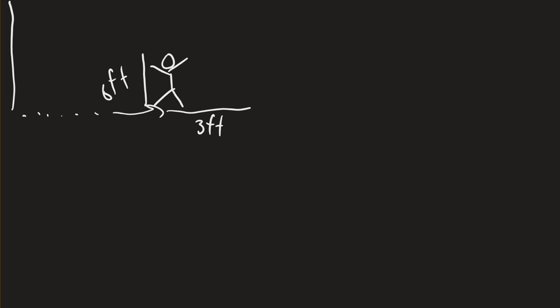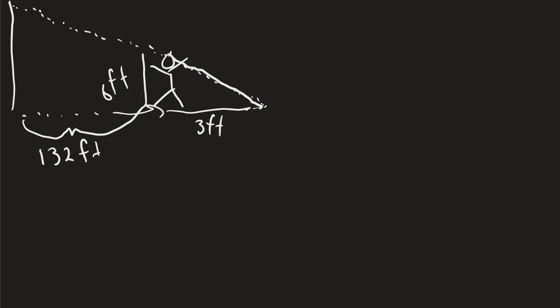And at some point, when the person is 132 feet from the tower, the tip of their shadow starts to appear beyond the tower shadow. So the tower has a shadow, and when he's this far away, the guy's shadow matches up with it and starts to go past it.